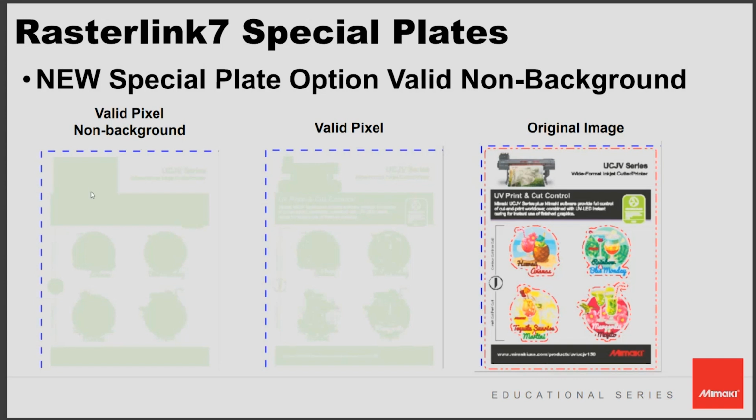Basically what that does is it looks at it as a whole shape and says, okay, this is a whole shape, there shouldn't be any openings in that whole shape, let me close it all in. So you can notice the difference between valid pixel and valid pixel non-background. Very good for decals, as you can see, because it doesn't wash out those areas where you actually want white ink or clear ink to print. And again, those are just check boxes. I'm going to swap back over to the other screen.